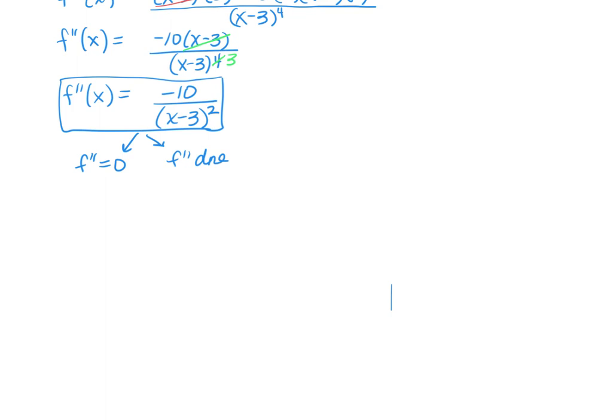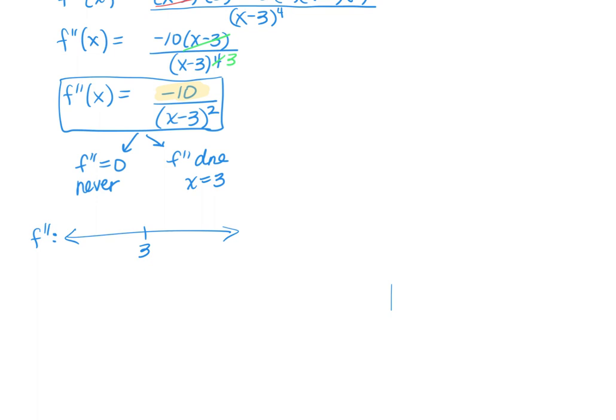Second derivative will never equal 0 because, again, the numerator would have to equal 0, and currently our numerator is just negative 10. There's no way to make that equal 0. The second derivative is undefined if the denominator is equal to 0, and once again, that would happen only if x is equal to 3. So we'll do our sign analysis, but this time our sign analysis is for the second derivative.